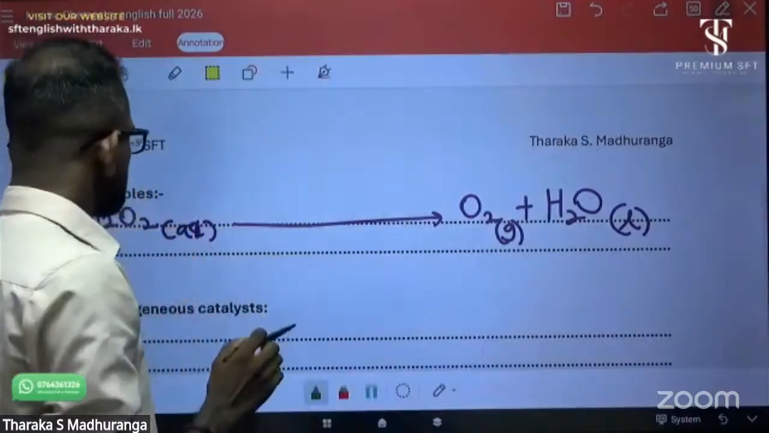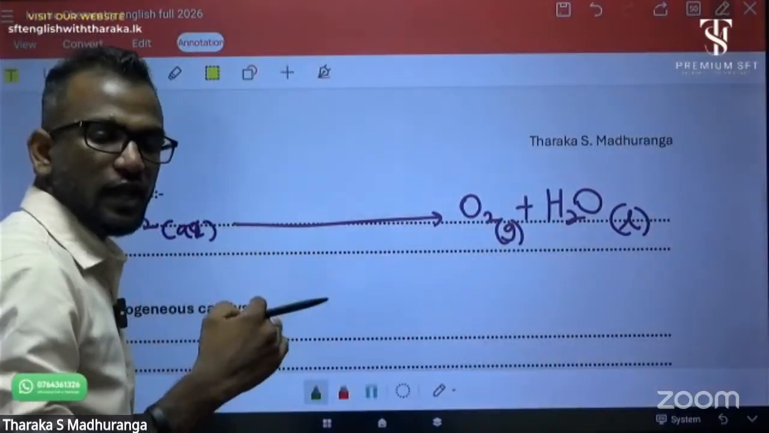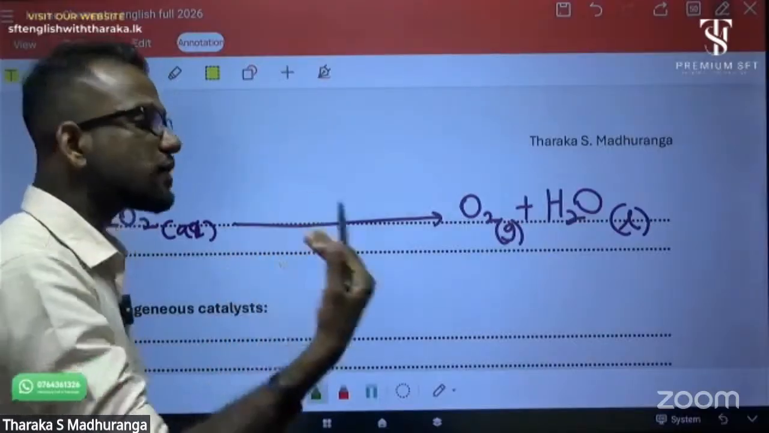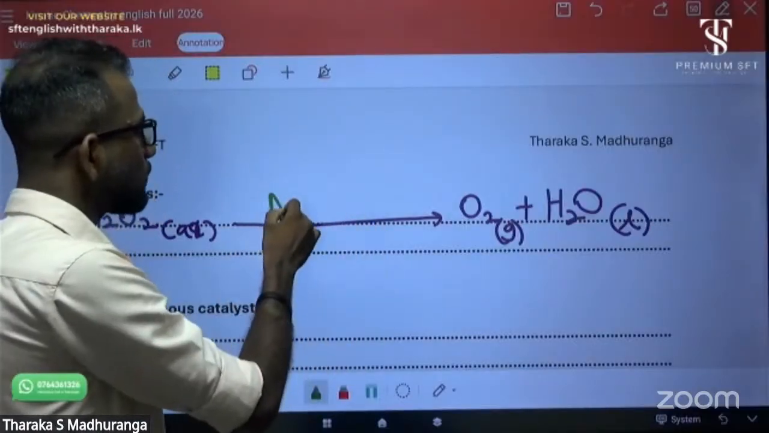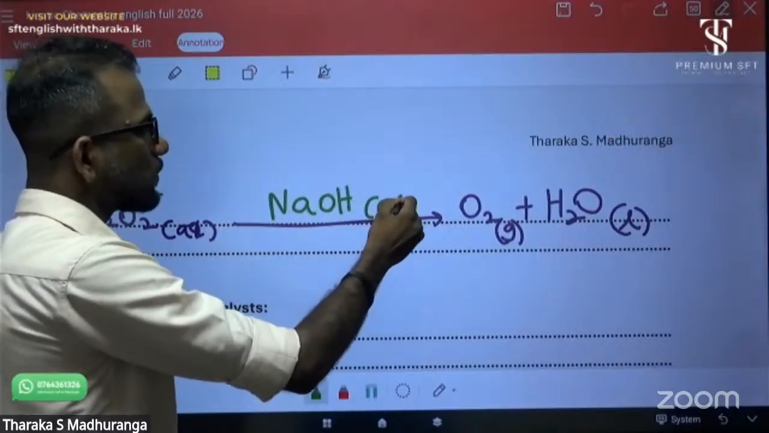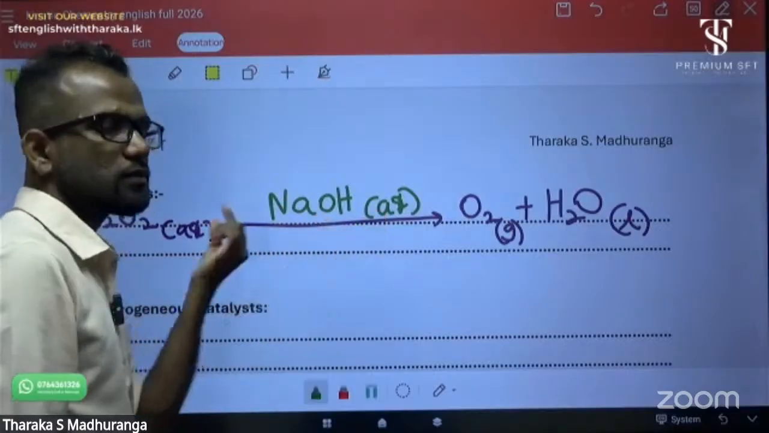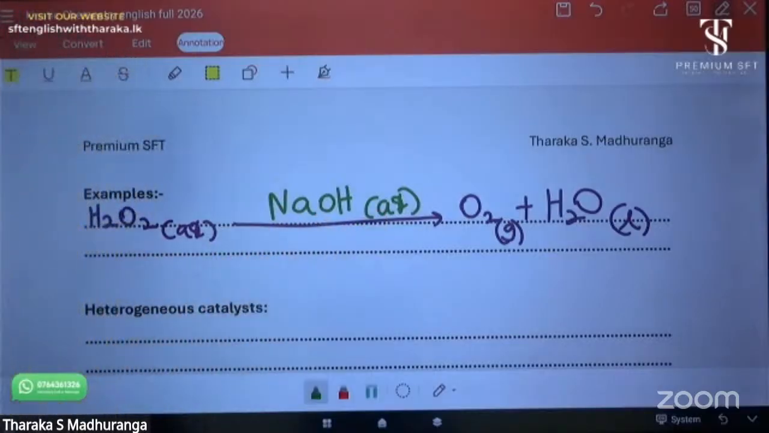Okay, now this same chemical reaction we can accelerate, or increase the rate of, by adding sodium hydroxide as a catalyst. The sodium hydroxide is also an aqueous solution. Then it is a homogeneous catalyst.